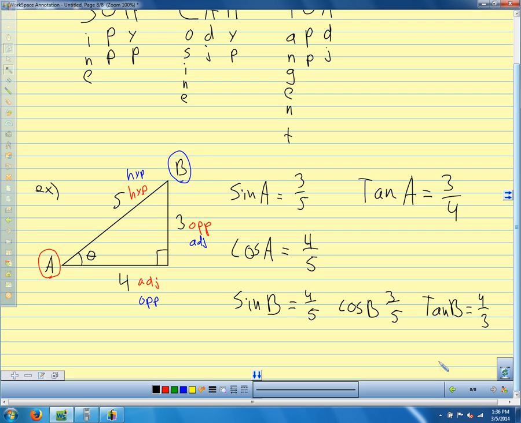All right, questions on what we did there? So label your sides, and then you pick out your opposite, adjacent, and hypotenuse, make your ratio from SOHCAHTOA, and you're set.